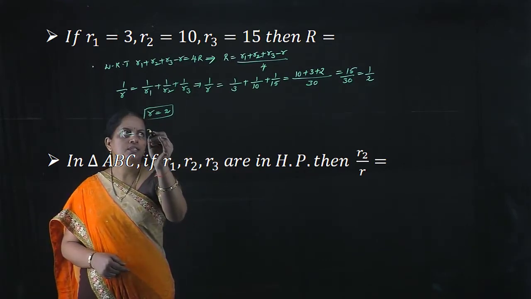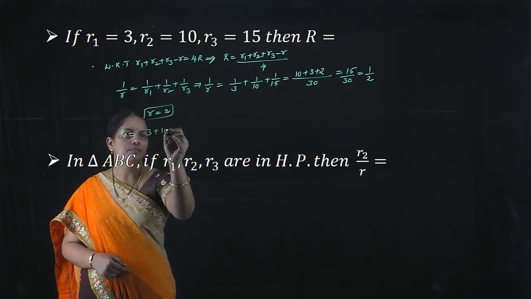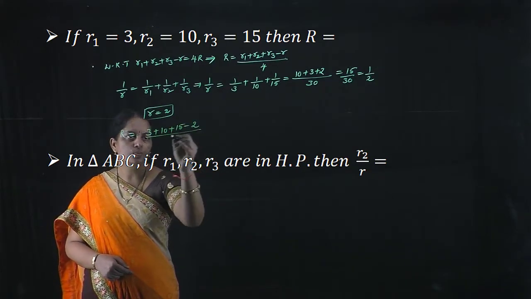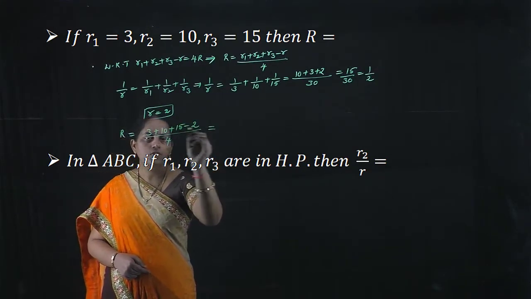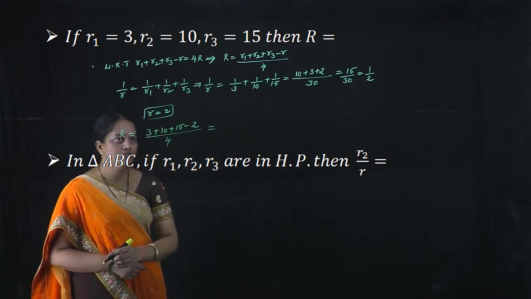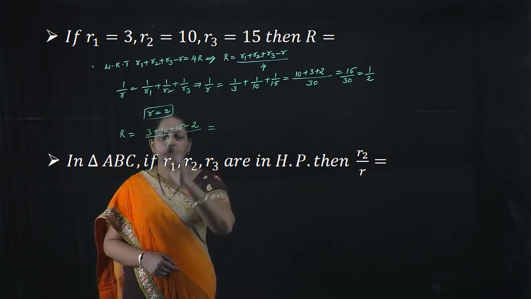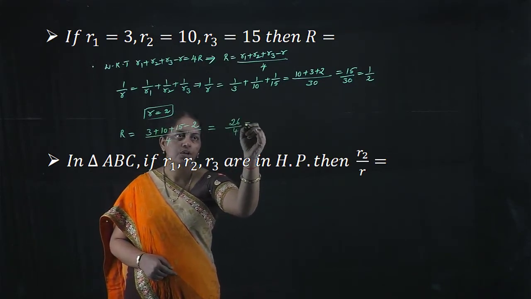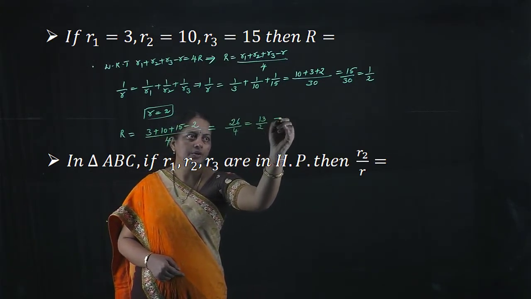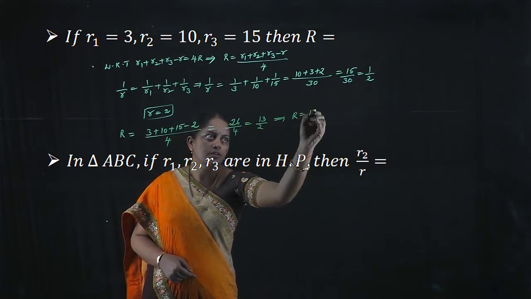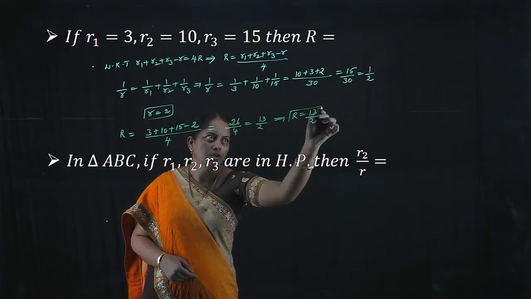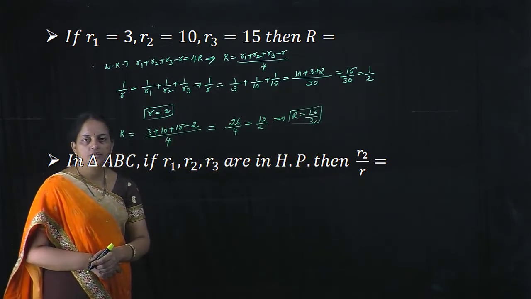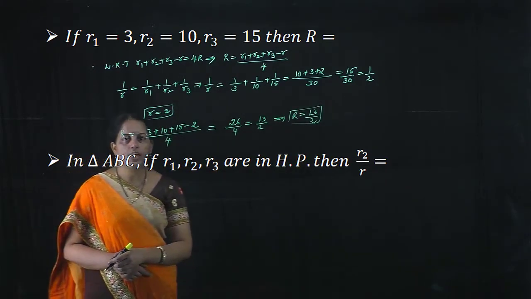r1 means 3, plus r2 means 10, plus r3 means 15, minus small r means 2, all by 4. This is equal to 10 plus 3, 13, plus 15, 28, minus 2, 26 by 4. This is equal to 13 by 2. Hence, capital R is equal to 13 by 2. Okay. And the next question is: in triangle ABC, r1, r2, r3 are in HP.